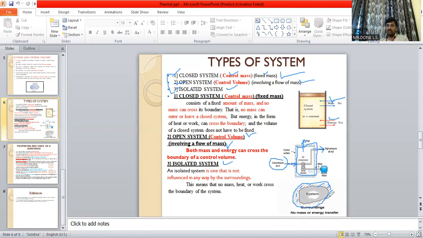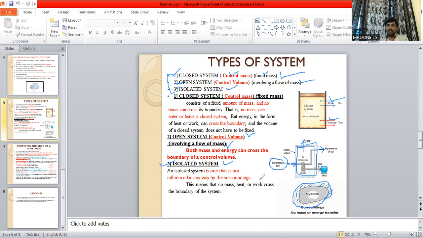And this is a closed system, because there is no interaction of mass between the system and surrounding. So there is a total restriction of mass and energy in this system, and this is a special case of system known as the isolated system. An isolated system is one that is not influenced in any way by the surrounding. There is no influence of mass and energy. This means that there is no mass, heat, or work across the boundary of the system.